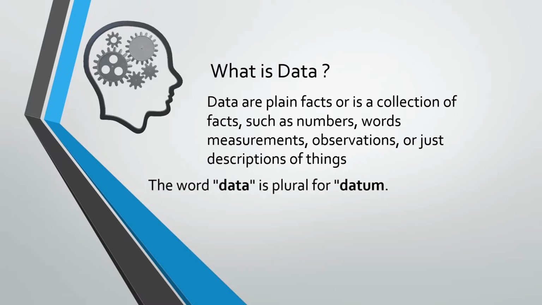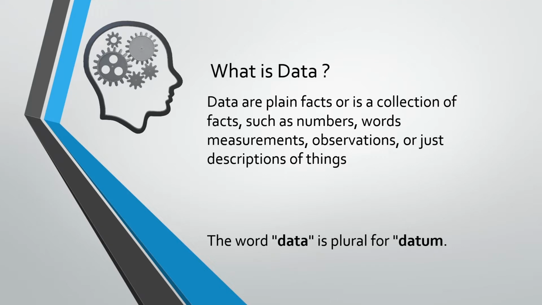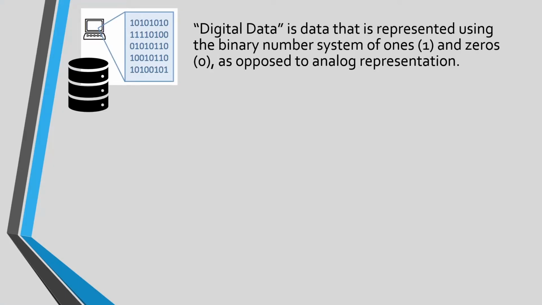When data is digitalized, we call it digital data. For example, when data has been digitalized in your computer, it's represented in binaries, ones and zeros, and thus anything represented in your computer is digital data. Even the pictures which you see are representations of ones and zeros.